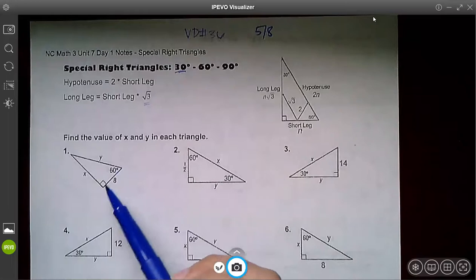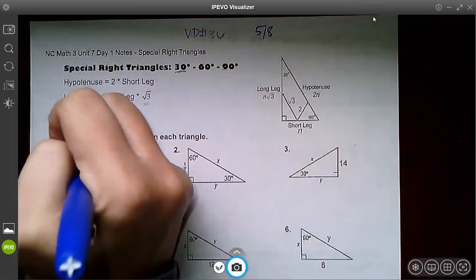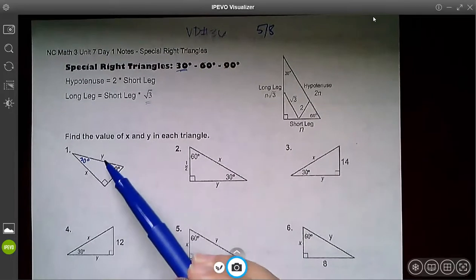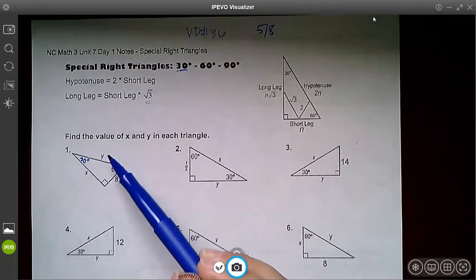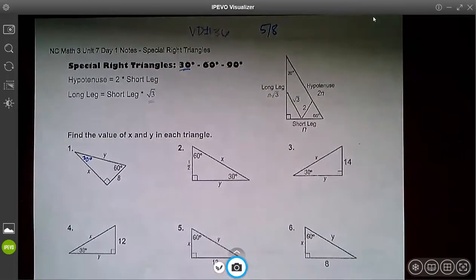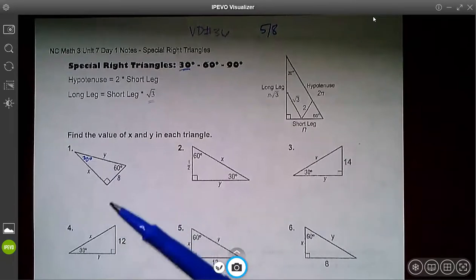So we have our right angle, we have our 60-degree angle. That means our other angle must be 30 degrees. Something that's important to remember is that your smallest angle is going to be across from your smallest side, and your biggest angle is going to be across from your biggest side. Hence, the right angle is always your 90 across from your hypotenuse, right? That's your longest side. So that's one way to tell if it doesn't look right.